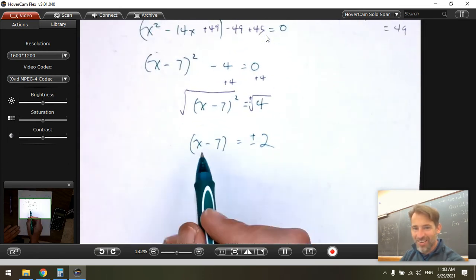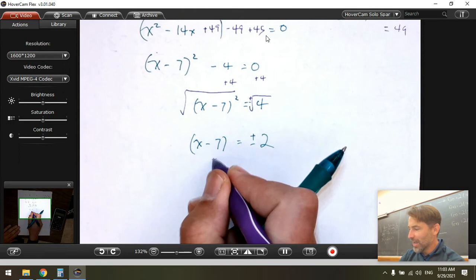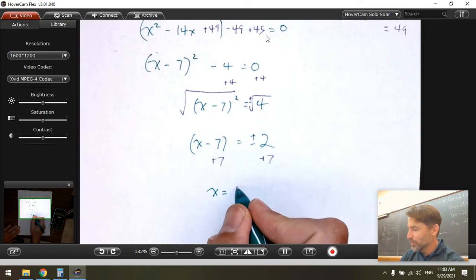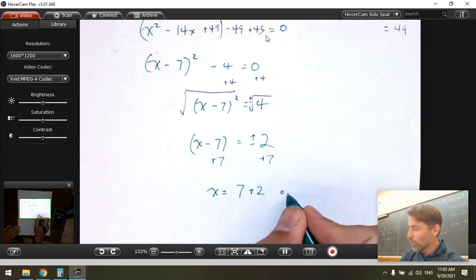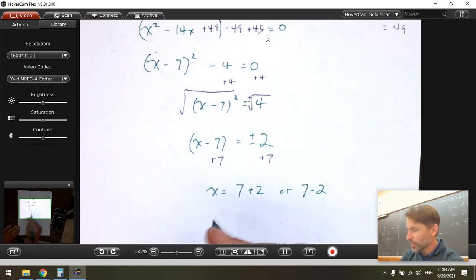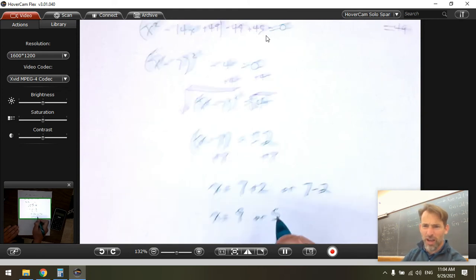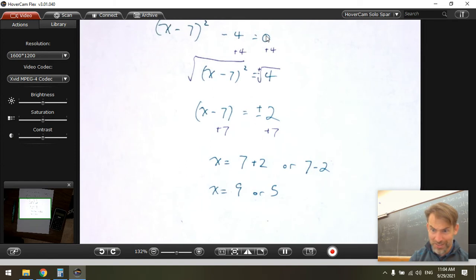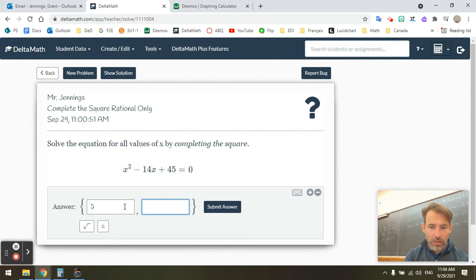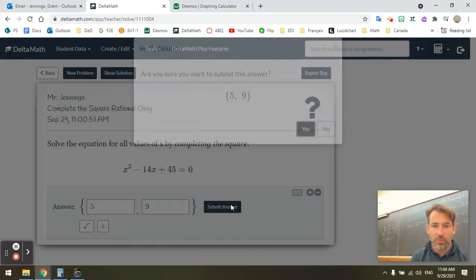All right. Now, move this 7 to the other side. Add 7 to both sides. And then I have x is equal to 7 plus 2 or 7 minus 2. So x is equal to 9 or 5. And I would usually list those 5 or 9. I would usually list smallest to largest, but today I didn't. Okay, and so now let's check my answer in Delta Math. Answer. And then here you go, 5, comma, and notice how it gives you the chance to put in 2. Submit answer.